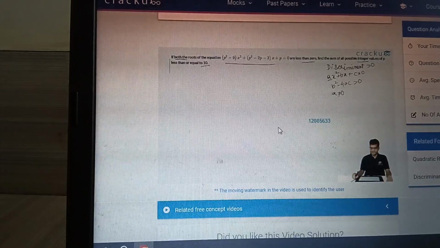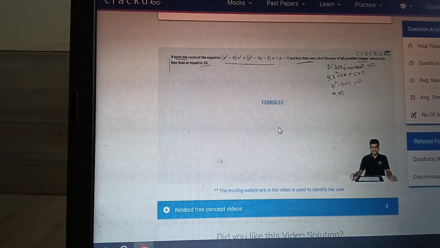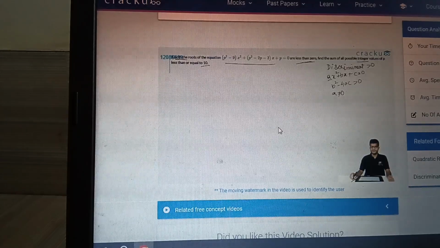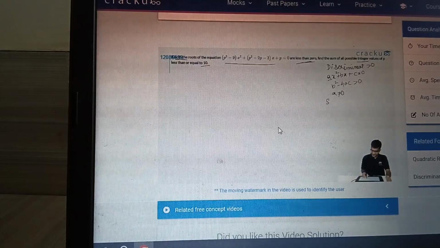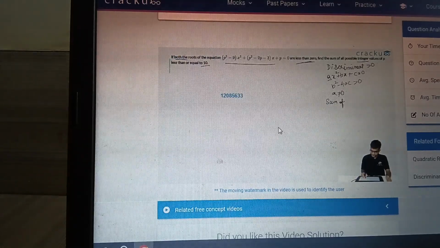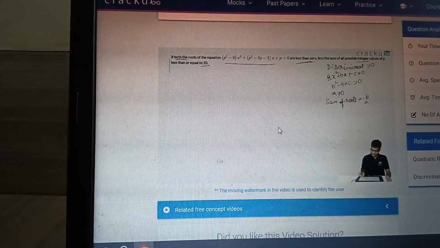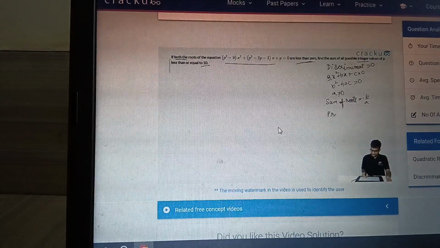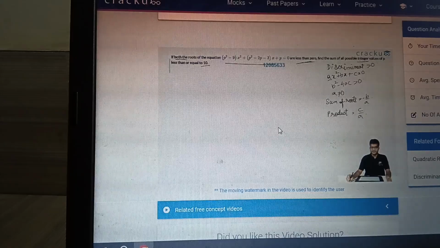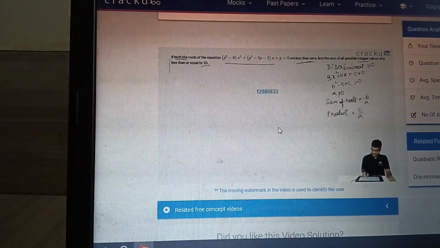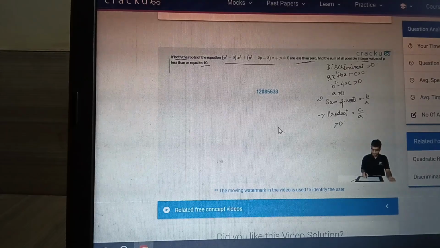The next thing you should notice is that because both the roots are less than 0, so they are negative, this would imply that the sum of the roots is negative and the product of the roots is positive. What does that mean? If you are given a quadratic equation, the sum of the roots is equal to minus b by a, and the product of the roots is equal to c by a. We are told that both the roots are negative, so this would imply that the product of the roots will be positive and the sum of the roots will be negative.